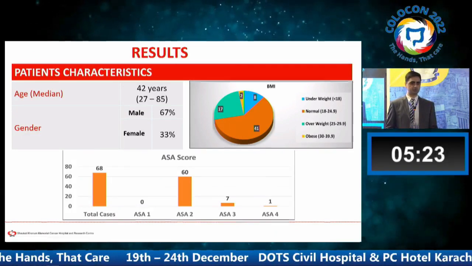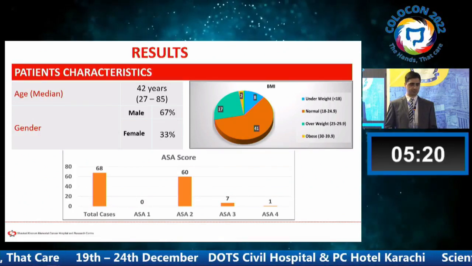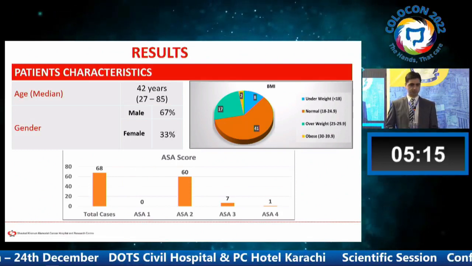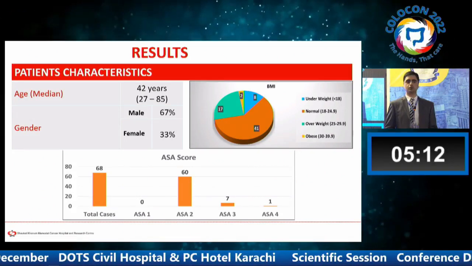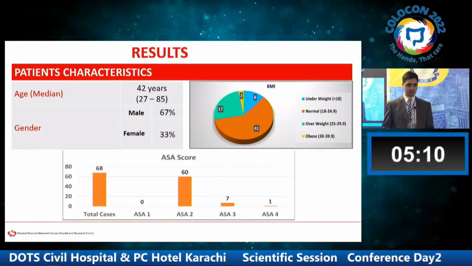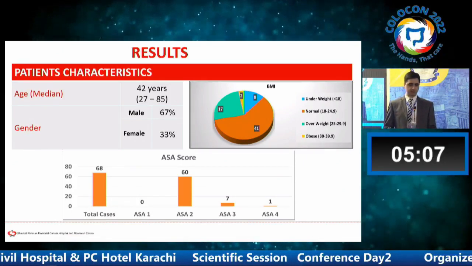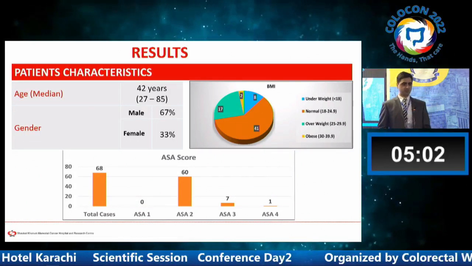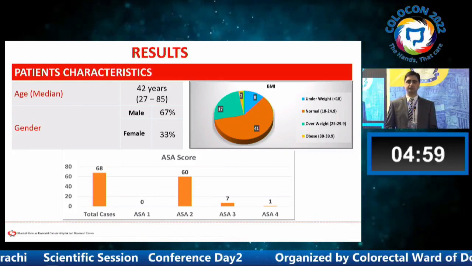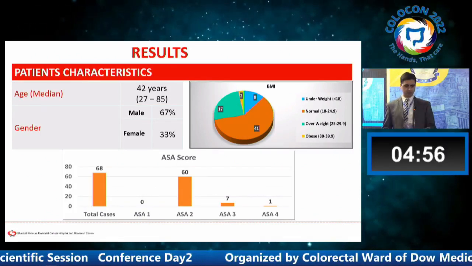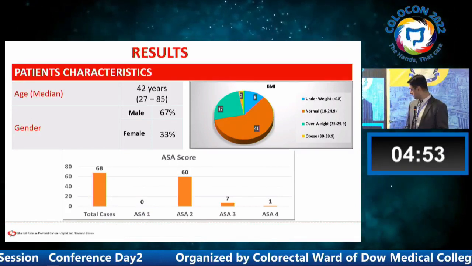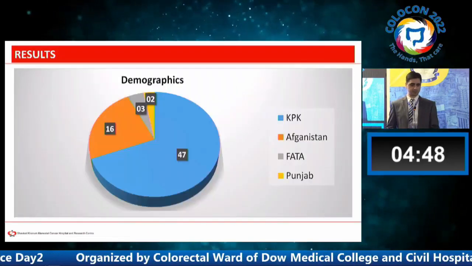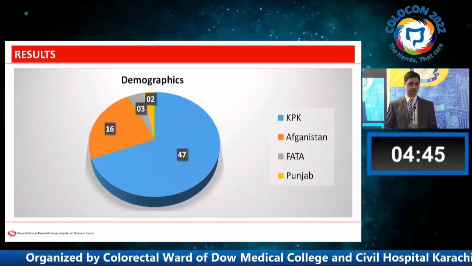The median age was 42 with a range of 27 to 85. There was male predominance. We operate across the breadth in terms of BMI, though it's very difficult to operate on overweight and obese patients, but we have operated on 17 overweight and 2 obese patients. All of the patients are preoperatively assessed by the anesthesia team and given an ASA score. The majority of the patients were ASA 2, whereas 7 patients of ASA 3 and 1 of ASA 4 were operated on.